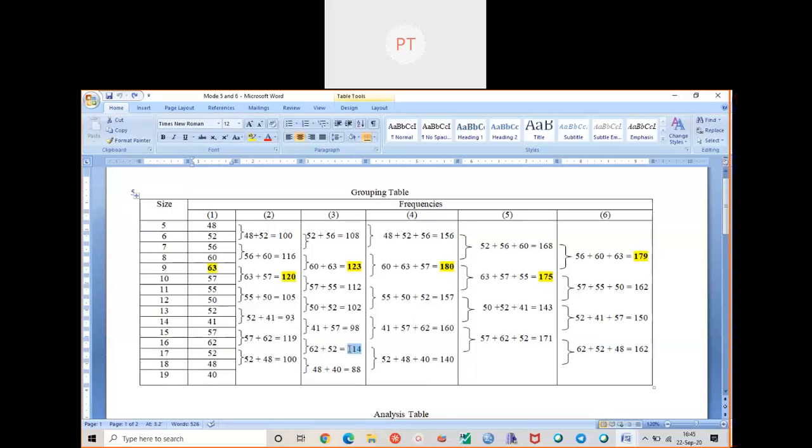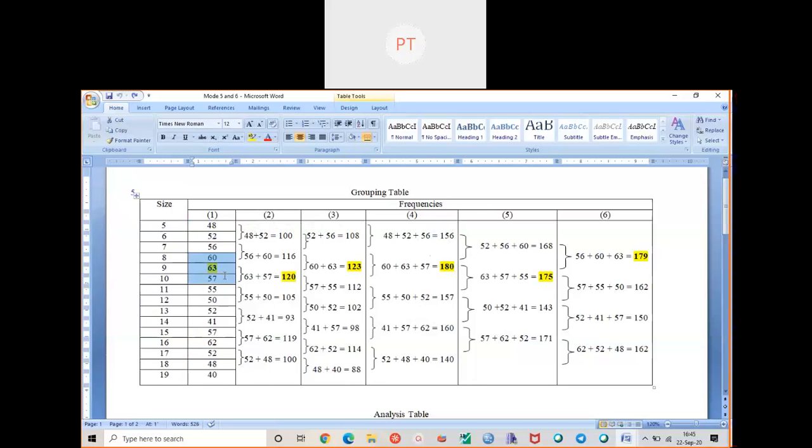And ultimately we will come to this 14 and 15th frequency, it will give you 88. So this way you will prepare the third column. And for the fourth column you will do the sum total of three frequencies. It should be in a group of three. So first, second, and third, 156.